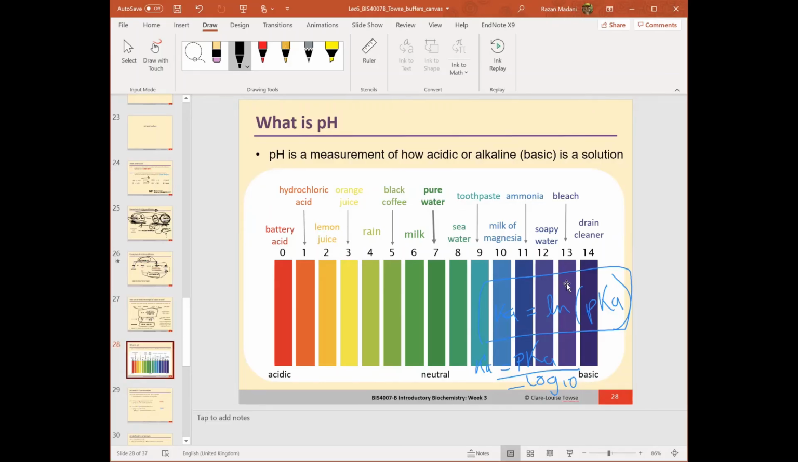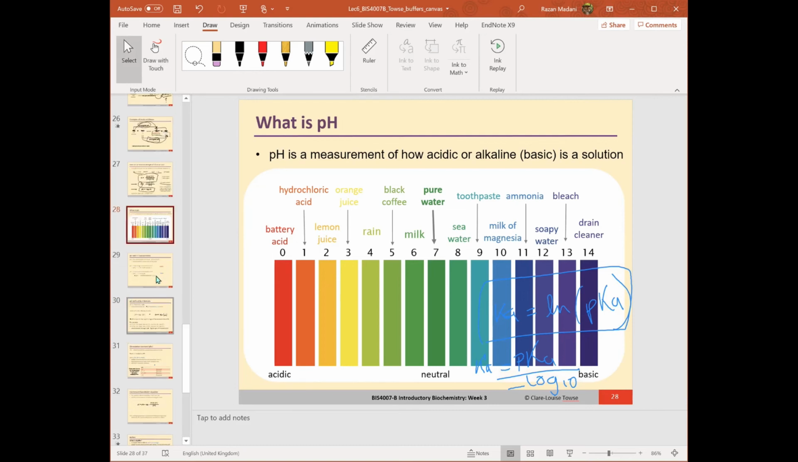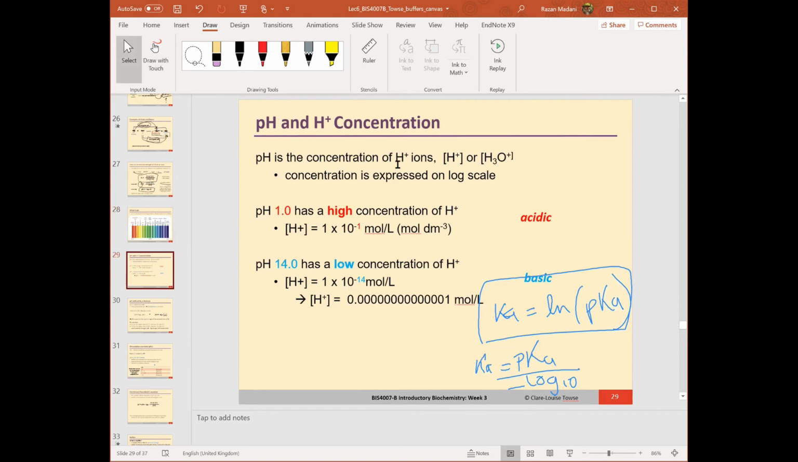So you obviously know about pH, right? Okay, it's just telling you that pure water is around 7, which was the standard for Gibbs, delta G0, pH equals 7. Here, pH is the concentration of H plus ions, only H plus ions. Remember that very well. It's about protons. So it's just about the concentration of hydrogen ions or protons, basically.